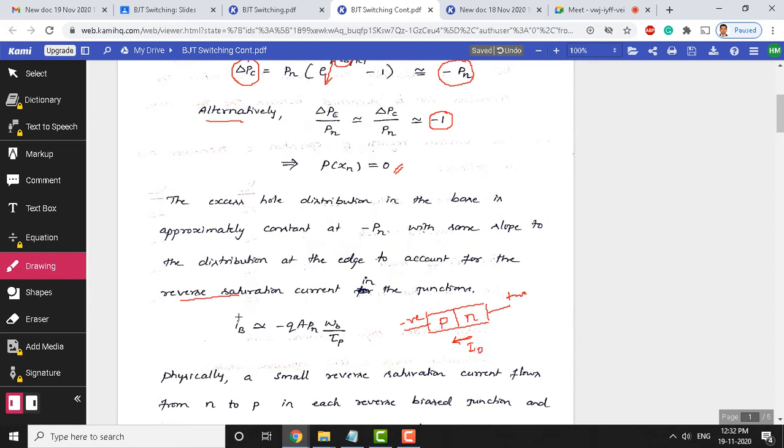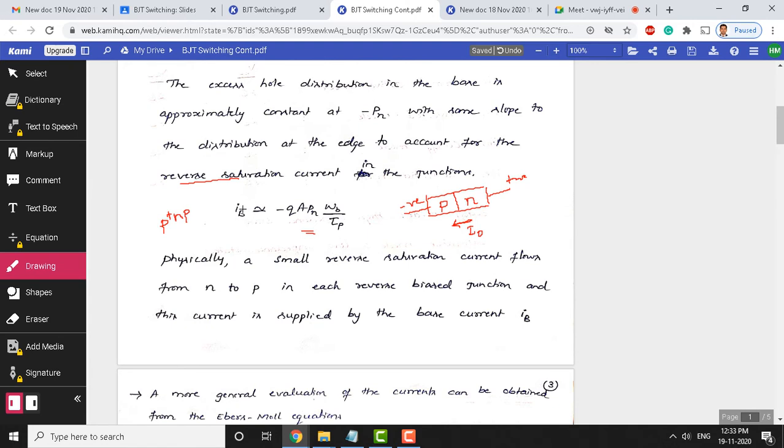Here we labeled that as IB. This is the reverse saturation current in the junction, given approximately by the equation minus q A times Pn into Wb by tau P. Here tau P indicates the lifetime of holes, Wb is the width of the base region, A is the cross sectional area of the base region, and Pn is the excess hole concentration in the base region. We have chosen here the P plus NP transistor. For that, this is going to be the base current under the cutoff region. Of course, this current is going to be very small.